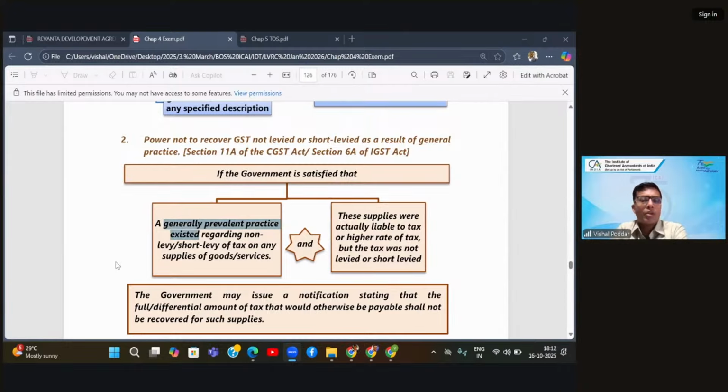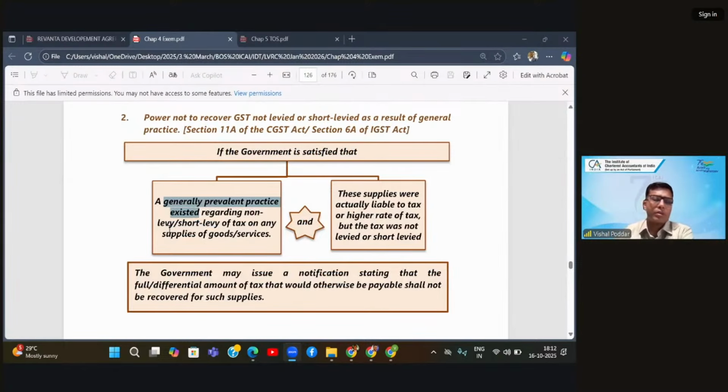Now, such scenarios would be covered in 11A and 6A, whereby the government is empowered again by way of a notification. So they can issue a notification exempting the difference. So they have the power to issue a notification whereby they can exempt the difference. What is the difference? In this scenario, instead of 18, you paid 5. Okay, now clarification has come that 18 is the correct rate.